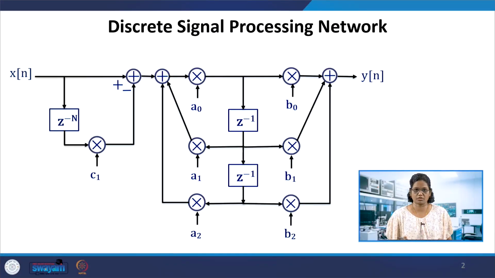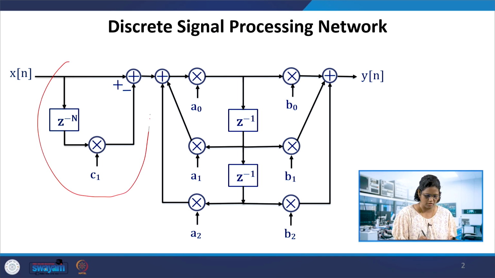Welcome to the course on FPGA based signal processing systems. Today we'll be doing general discrete signal processing networks. In that network, a generalized DSP network, this is a discrete signal processing network which has two cascaded connections. That is, one is the comb filter, and the other one is the recursive part.